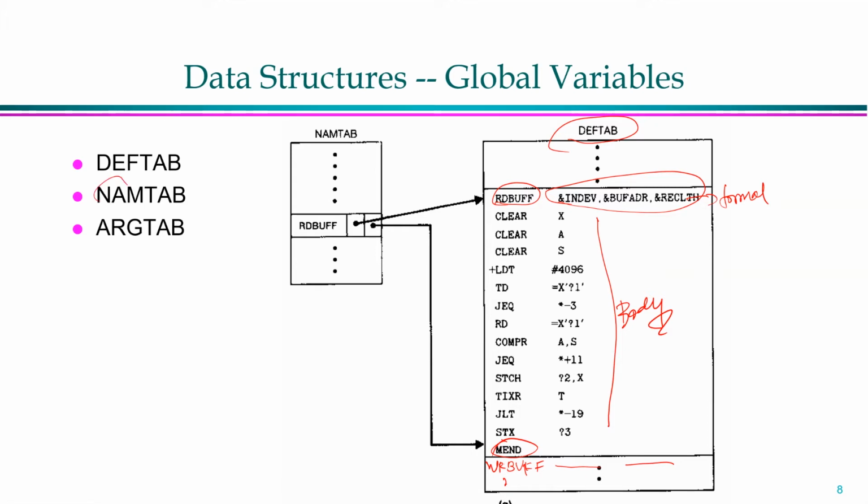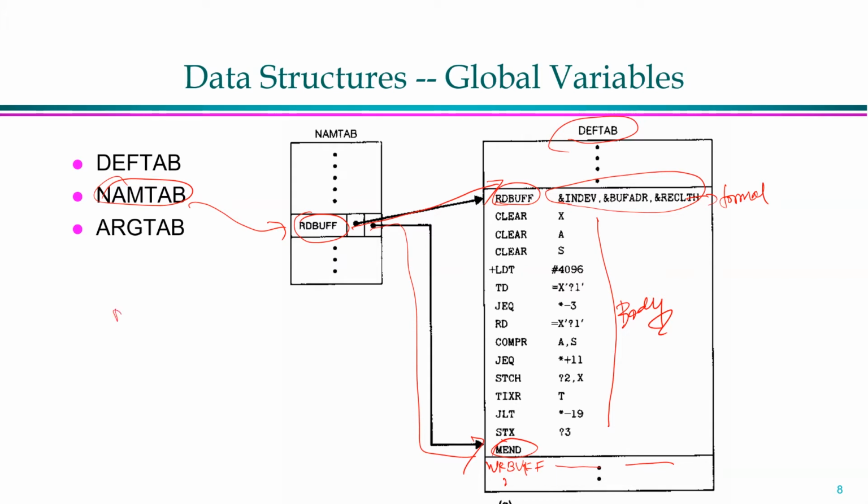The next one is the name table. What is the name table? It contains the name of the macro. So if you can see here, the name of the macro is readbuffer. It has 2 pointers. The first one points to the starting of the macro, and the second one points to the end of the macro. So from the name table I can identify where my macro starts and where my macro ends.